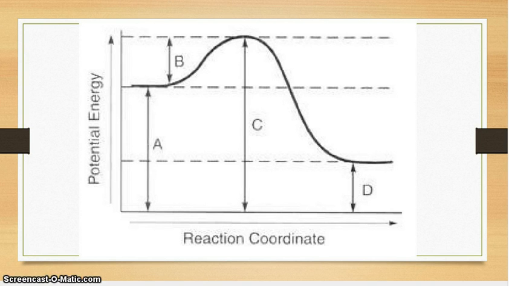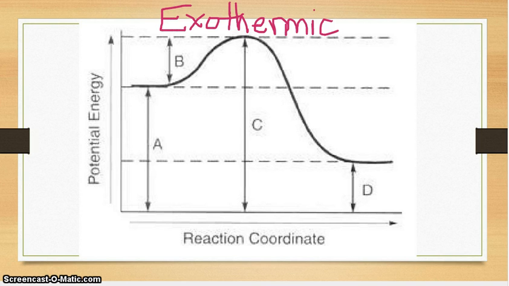So if the other one was endothermic, this one's going to be exothermic. So go ahead and title this one exothermic, which again means that we are releasing energy. And notice the trend for this one is different. Before, our reactants were lower than our products, but this one we have a downward trend overall, which means our products are lower than our reactants. Now it's still set up the same way. So A again is going to be the energy of your reactants, and D is going to be the energy or enthalpy of your products.